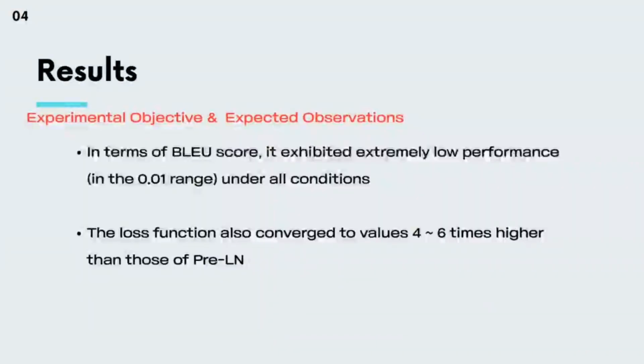The goal of this experiment was not just to compare performance, but to see how each structure behaves in lower-resource settings, and how structure compatibility affects learning. However, PostLN revealed two main issues. It failed to produce meaningful translation and lacked training stability.